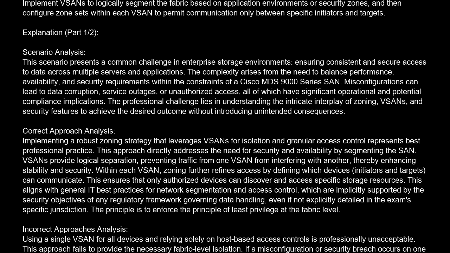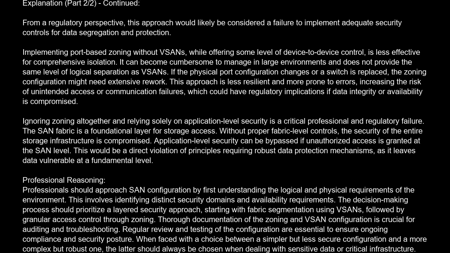Incorrect approaches analysis. Using a single vSAN for all devices and relying solely on host-based access controls is professionally unacceptable. This approach fails to provide the necessary fabric-level isolation. If a misconfiguration or security breach occurs on one host, it could potentially impact all other devices within the same vSAN, leading to widespread data corruption or denial of service. This lack of segmentation increases the attack surface and makes troubleshooting significantly more difficult. From a regulatory perspective, this approach would likely be considered a failure to implement adequate security controls for data segregation and protection.